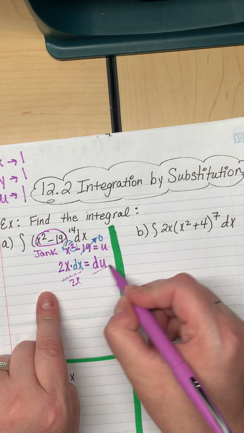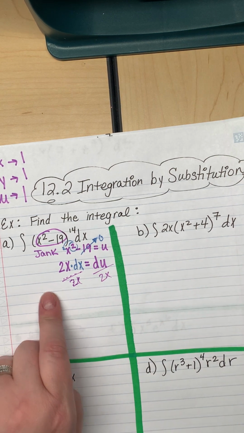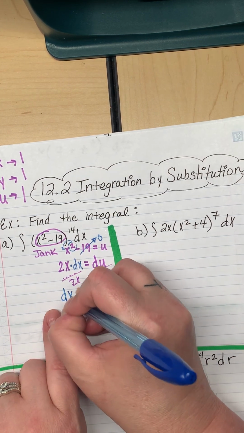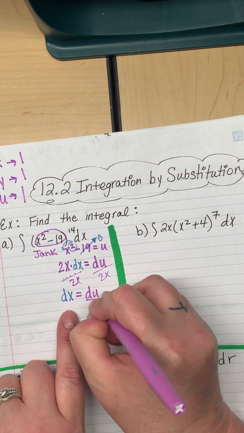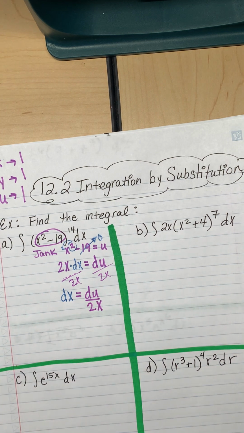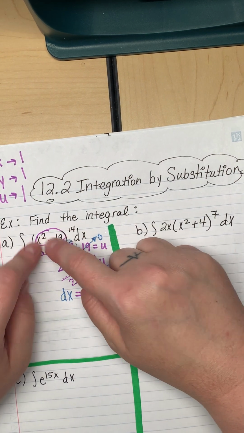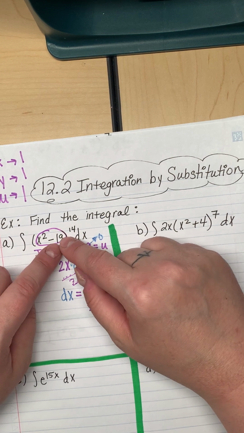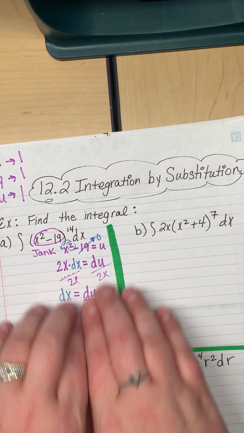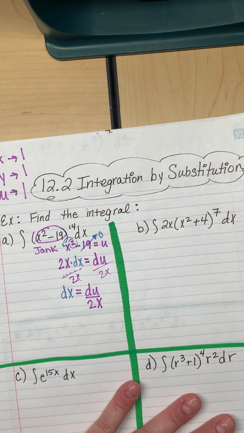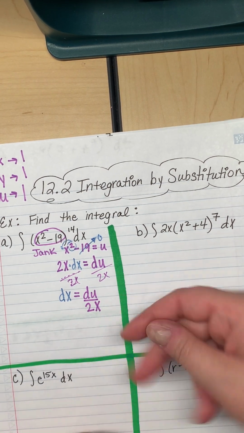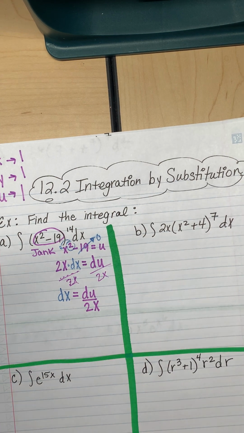We're going to divide by 2x, and this looks weird, but it's okay. So we have dx equals du over 2x. Okay, so what we did here was we took the dirty part, the janky part, x squared minus 19, that was in the parentheses, and we took the derivative of it. Then we got dx by itself. And you're probably wondering, what the heck is the point of this? You're about to see.